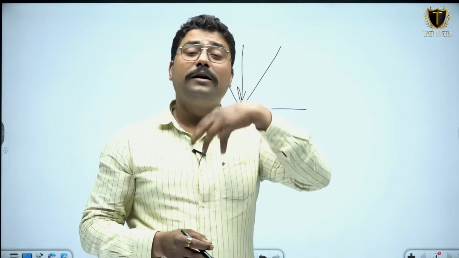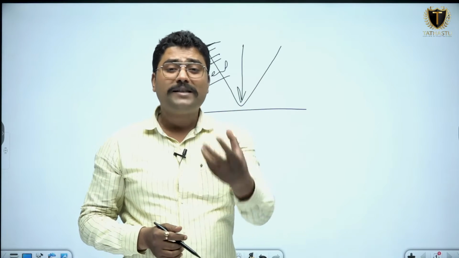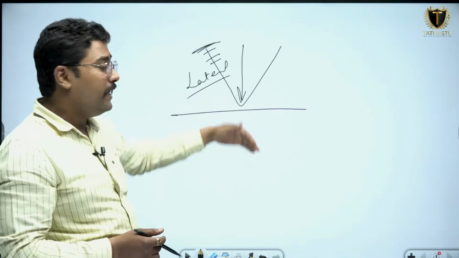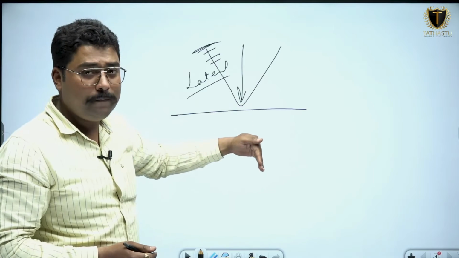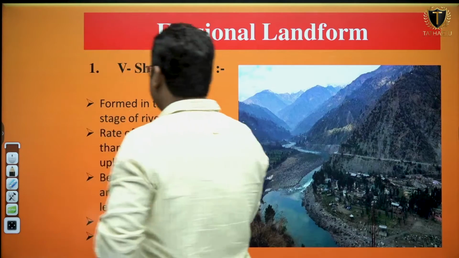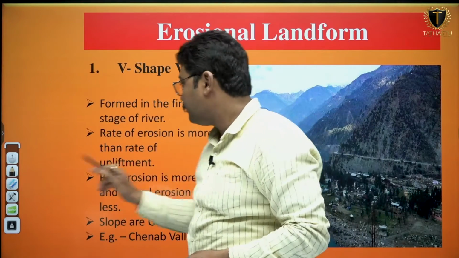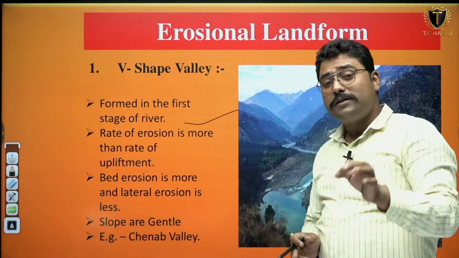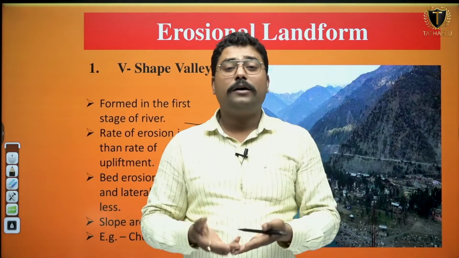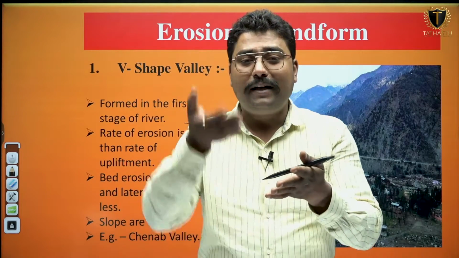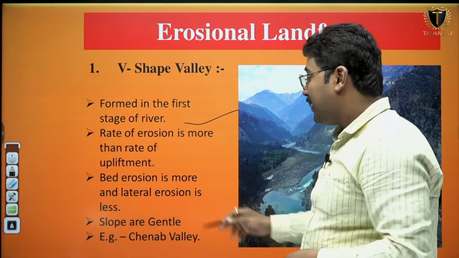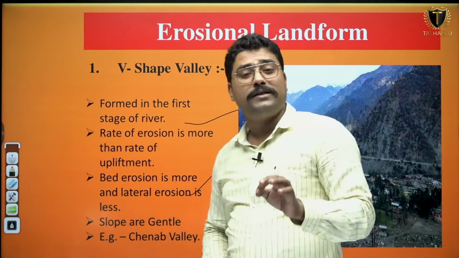So in regard to achieving the base level, the river is going to do vertical erosion, and that's why valley deepening is going to happen. So it resembles a V-shaped valley. If we talk about its features formed in the first stage, you can say the rate of erosion is more than the rate of upliftment, meaning yearly the mountain is rising at a very low rate and the erosion, the cutting down, is at a very high speed. Then the bed erosion is more and the slope is gentle.